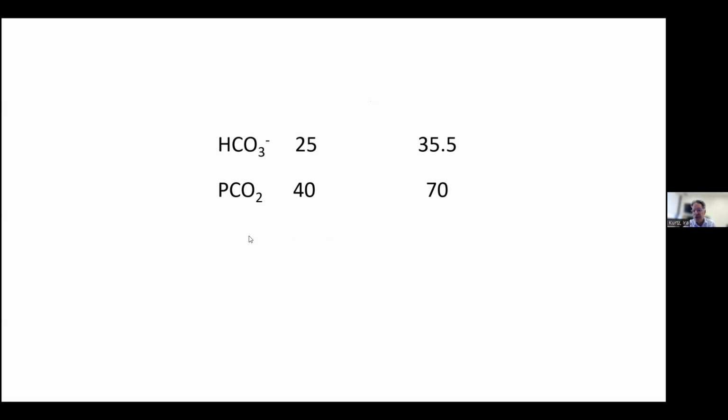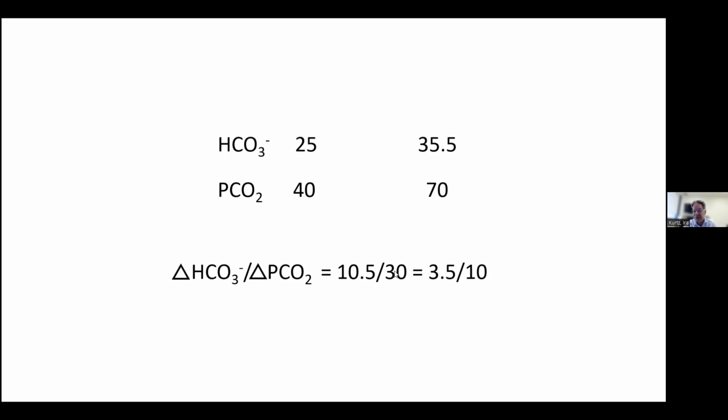So has everybody got those changes? Okay, so the bicarb increased by 10.5, the PCO2 increased by 30. Again, when we have something like this, we tend to go to 10. Obviously, we could divide this further. We could divide the 3.5 into 10 and get 2.7 something, but it's usually written like this, that for every 10 change in the PCO2, the bicarb changed 3.5.